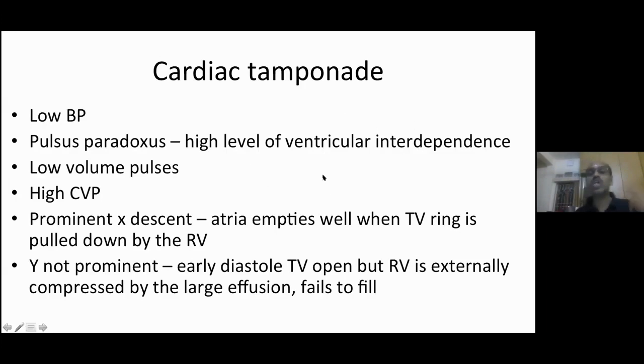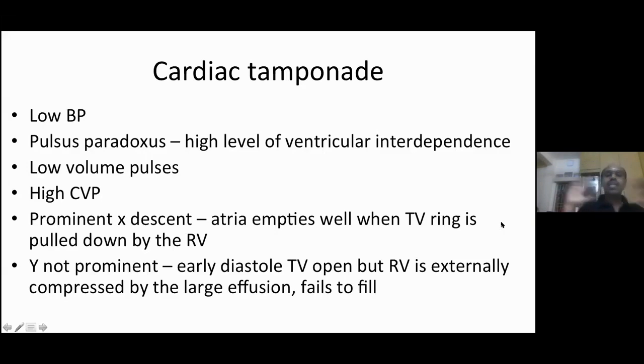Much higher than the exaggerated ventricular interdependence that we saw in constrictive pericarditis, that it is even seen as pulsus paradoxus in the aortic outflow. So there is a low aortic pulse pressure and a low aortic systolic pressure in inspiration and a high pressure in expiration. Overall low volume pulses and high central venous pressures. X descent is prominent. Why?